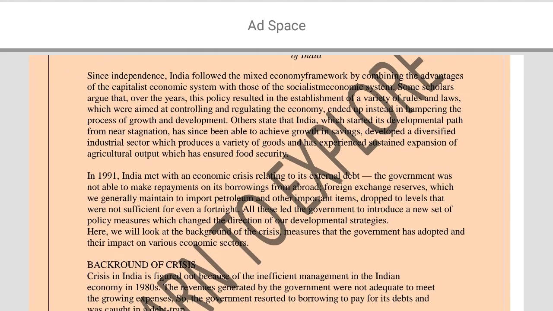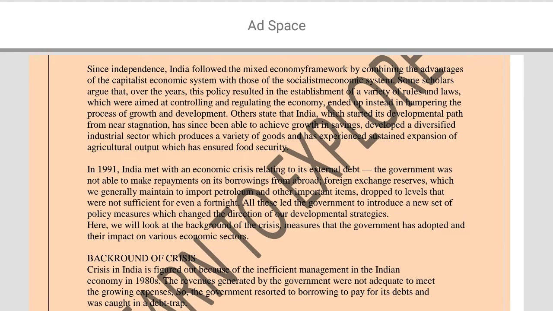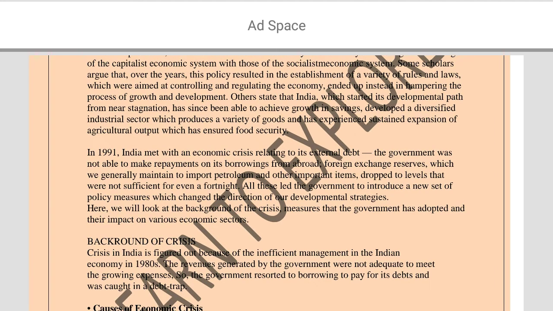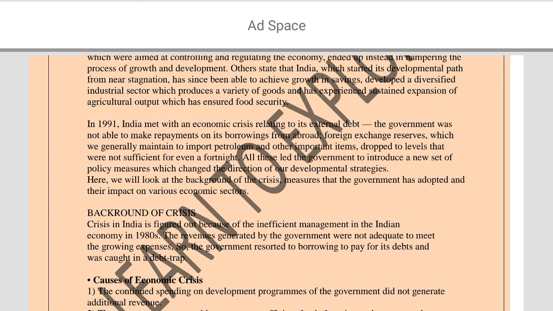Then moving forward, in 1991, India met with an economic crisis. We have already done the background of the crisis. There was no foreign exchange left with India, not even sufficient for a fortnight, and so we needed to borrow. The government was forced to borrow because there was no money left even to pay its debt, and the economy was caught in a debt trap.